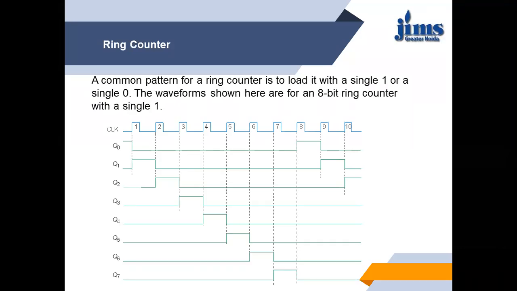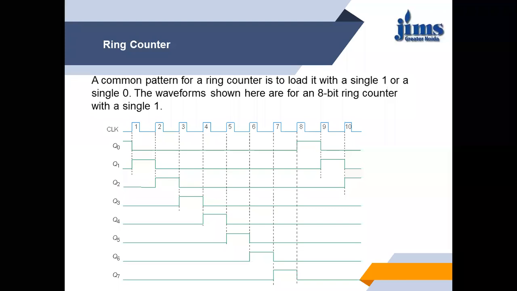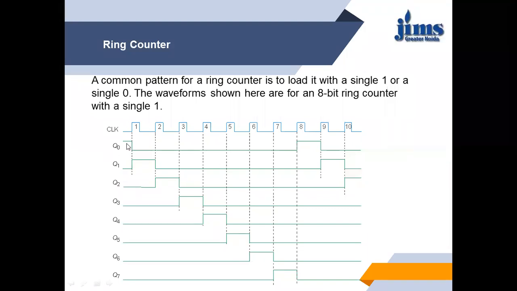Now a common pattern for the ring counter is to load it with a single 1 or a single 0. So what I have done is that initially Q0 is 1 and the rest of the flip-flops are 0. So suppose we are using Q0, Q1, Q2 and Q3. If we are seeing a 4-bit pattern, it is an 8-bit ring counter. So I have made Q0 as 1, and Q1, Q2 and Q3 are 0.